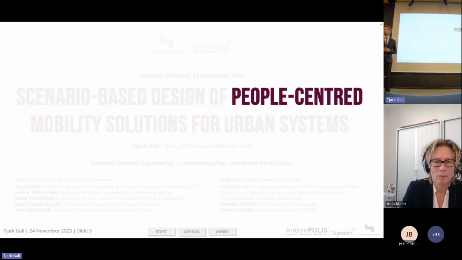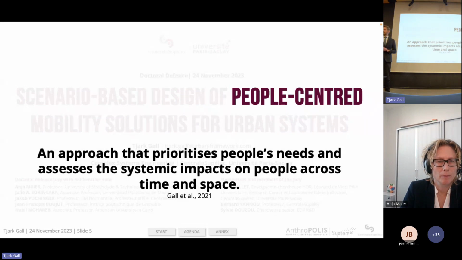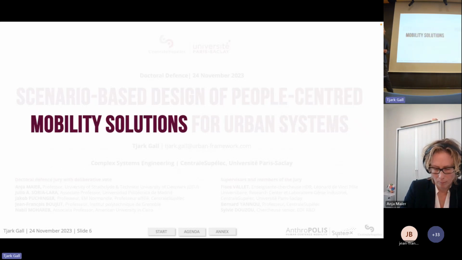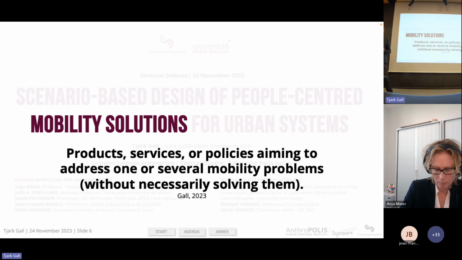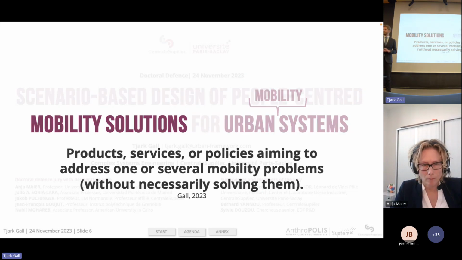The next one is people-centered. I will talk more about it in detail later, but generally we define it as an approach which prioritizes people's needs today and tomorrow in the direct environment, but also further away. Mobility solutions refer to any kind of product, service, or policy which in some way tries to address one or several problems of an urban mobility system without necessarily solving them. So a solution just tries to address something which is there.